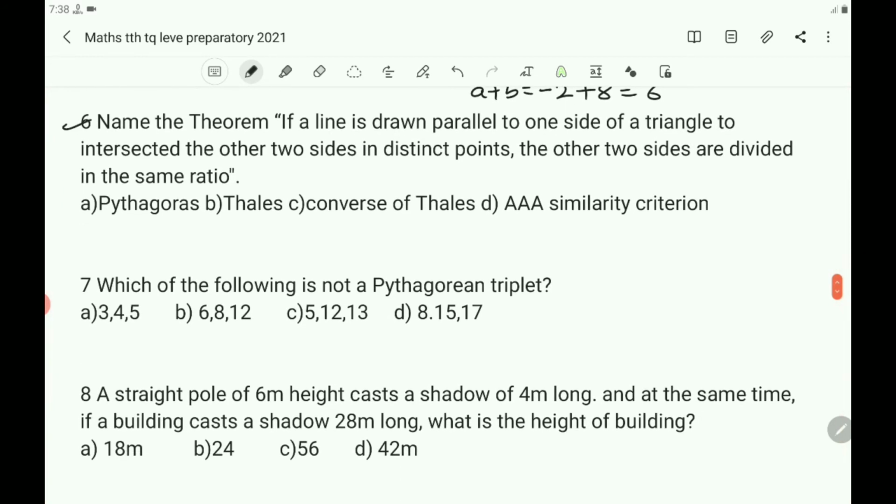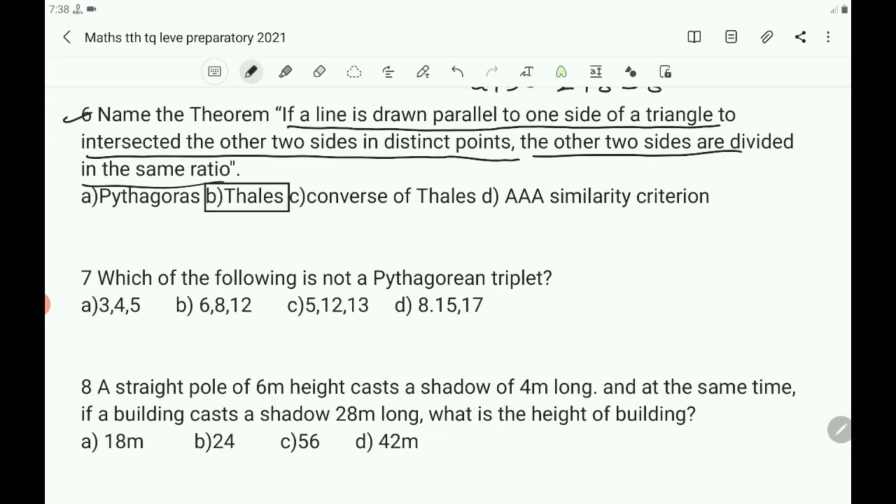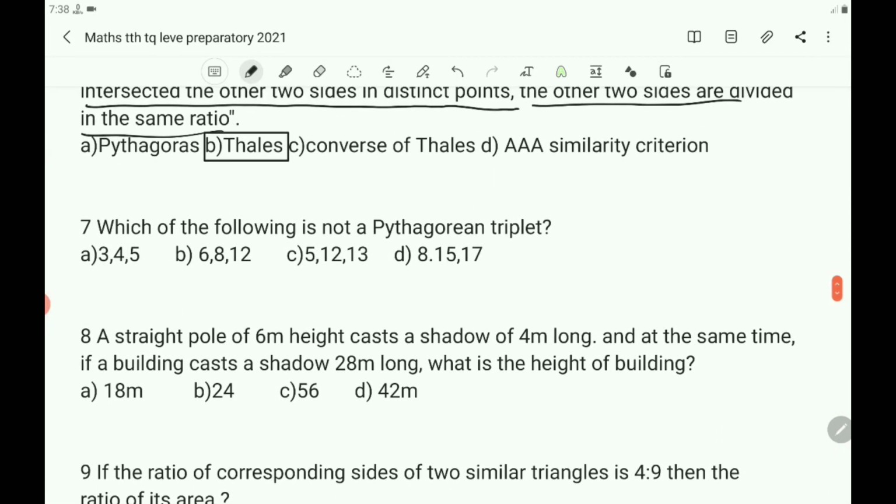Next, let us take the sixth question. Name the theorem. If a line is drawn parallel to one side of a triangle to intersect the other two sides in distinct points, the other two sides are divided in the same ratio. You know that this is the basic proportionality theorem, which is also called Thales theorem. This is the statement of Thales theorem. Next, you take the seventh question. Which of the following is not a Pythagorean triplet?